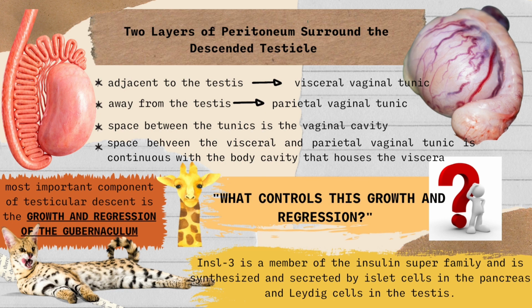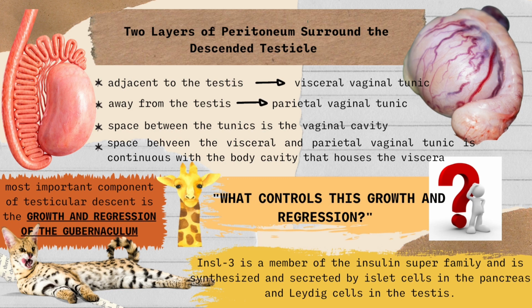The most important component of testicular descent is the growth and regression of the gubernaculum. An important question is, what controls this growth and regression? The presence of the testes is required for the gubernacular growth to occur. Castration experiments indicate that the testis is essential for normal gubernacular growth.